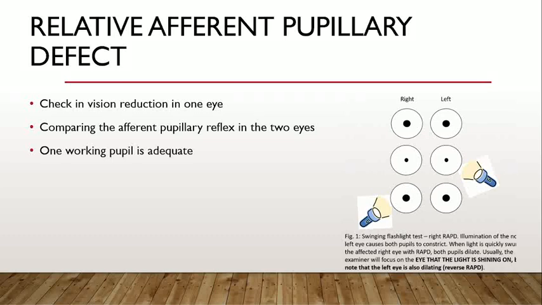So what we do is we check this eye and check the other eye. If this eye is dilating, then we think RAPD is there, and we go to the other eye. That eye should not constrict in a normal situation. If it constricts, that means this eye has an afferent pupil defect, or the optic nerve is not functioning properly.